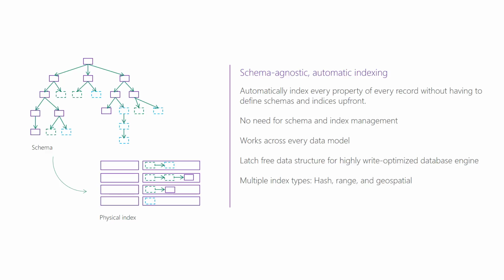The automatic indexing capability works across every data model, and the index itself is built as a latch-free data structure that is optimized to run on a highly write-optimized database engine so that you can automatically index while simultaneously sustaining a heavy write ingestion of records coming in. Cosmos DB supports multiple different index types that's optimized around different workflows. So you can have hash indexes, range indexes, as well as geospatial indexes for geospatial query support.